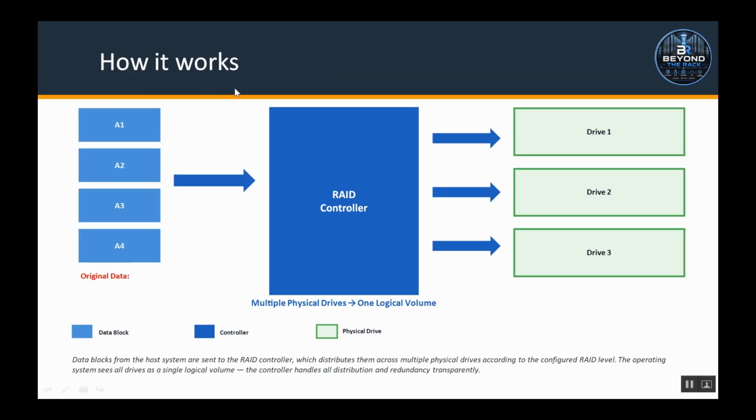Let's see how it works. A1, A2, A3 and A4 are the original data blocks. Data blocks from host systems are sent to the RAID controller, which distributes them across multiple physical drives according to the configured RAID level. The operating system sees all the drives as a single logical volume. The controller handles all the distribution and redundancy transparently.